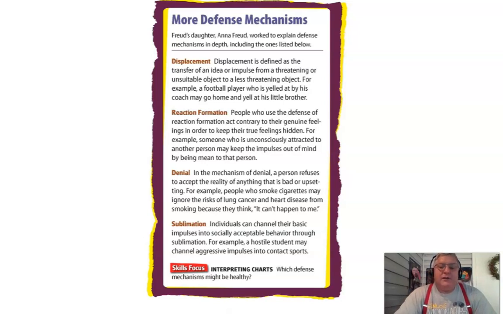Sublimation. Individuals can channel their basic impulses into socially acceptable behavior through sublimation. For example, a hostile student may channel aggressive impulses into contact sports. And so this is what a lot of times they suggest, that sublimation is a good way of dealing with your anger and things like that. However, research by Albert Bandura has shown that sublimation isn't always a very good strategy because it tends to promote anger rather than negate it.